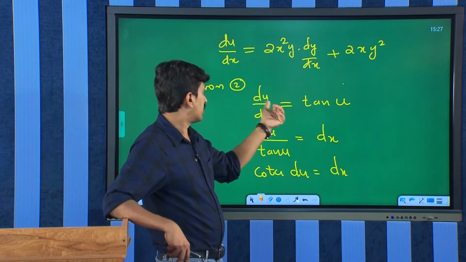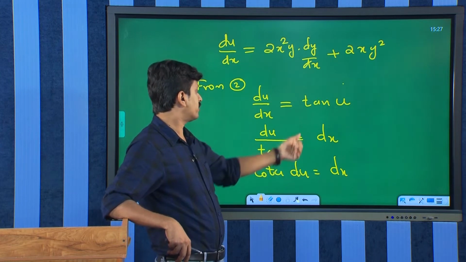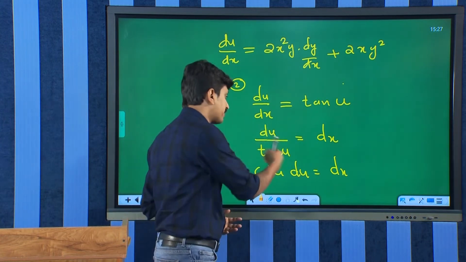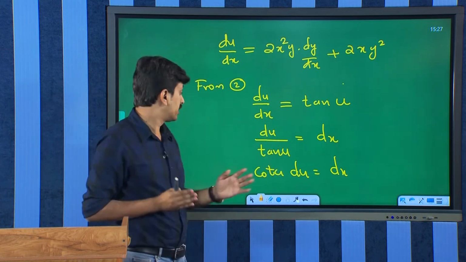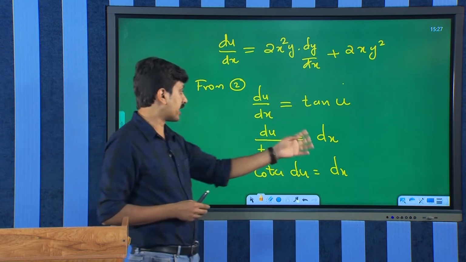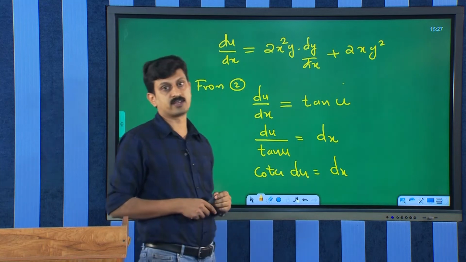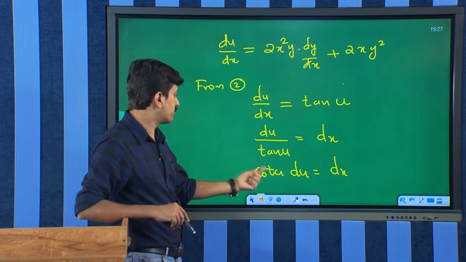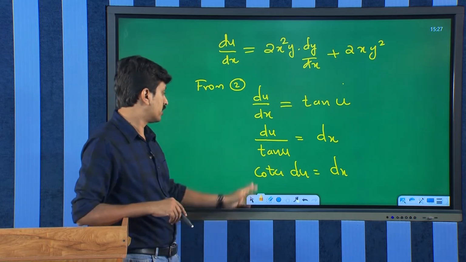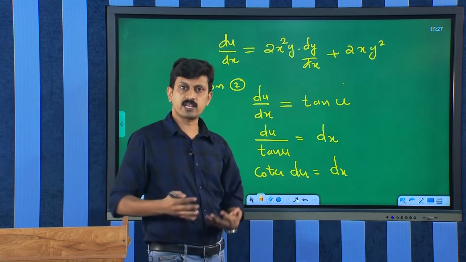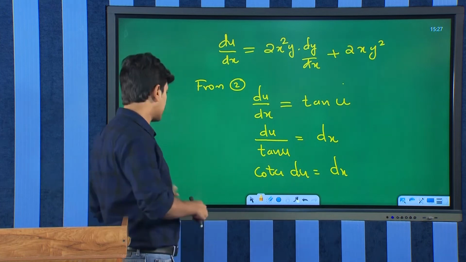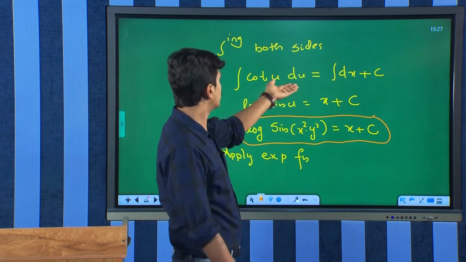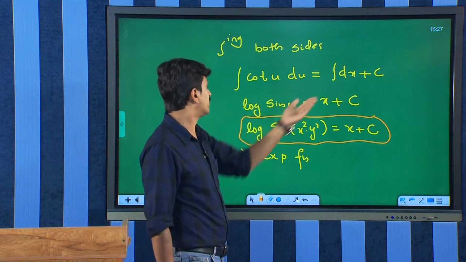Fine. Now we can separate: du by tan u is equal to dx. Now the left hand side contains terms of u only, and the right hand side contains terms of x only. So we can write 1 by tan u as cot u, so cot u du is equal to dx. We can integrate both sides: the integral of cot u is equal to the integral of dx plus c.